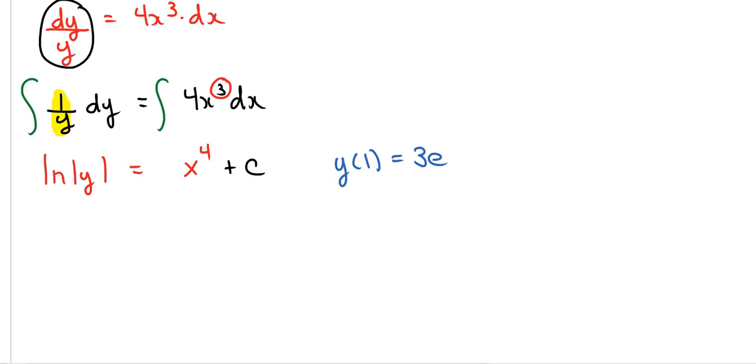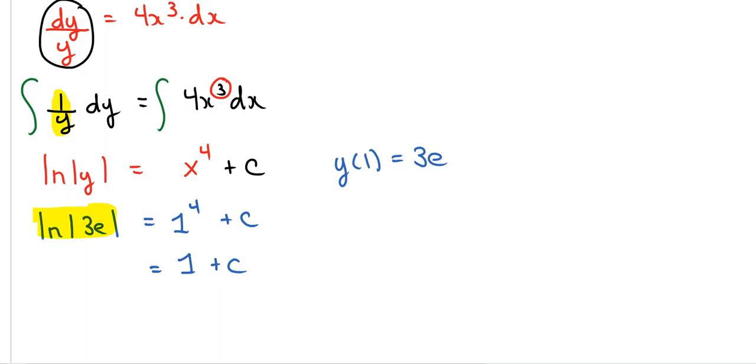Okay, all right, so let's go ahead and plug in the initial conditions now. This will be ln absolute value of 3e, close the bracket there, equals to 1 to the power of 4 plus c. All right, well, 1 to the power of 4 is going to be 1, and the plus c, I'll bring that over. This expression right here, ln 3e.